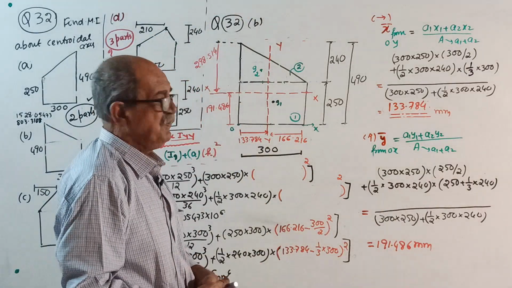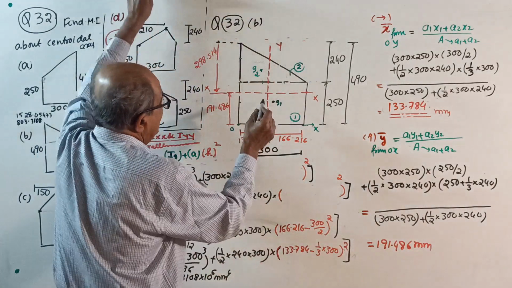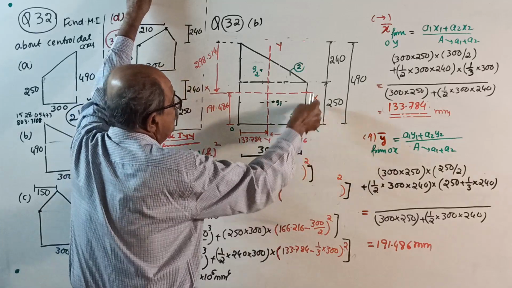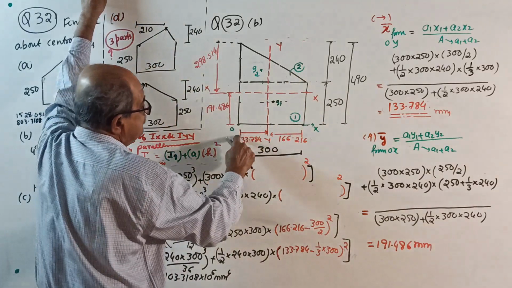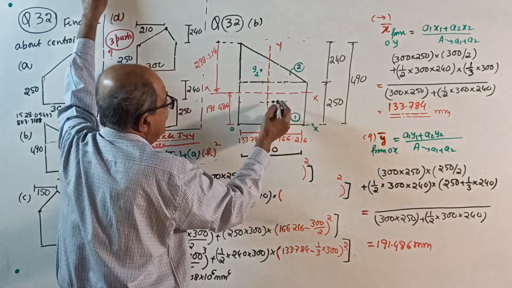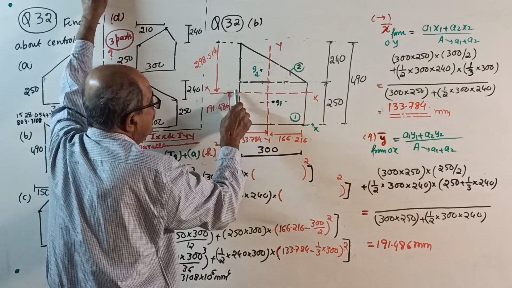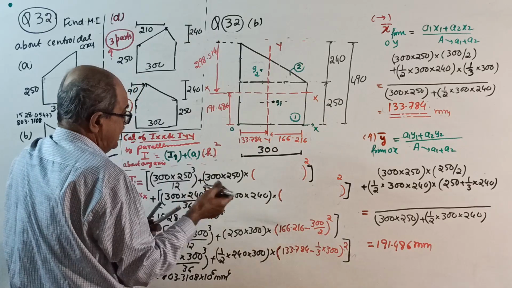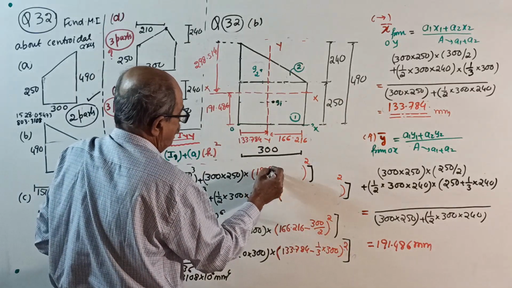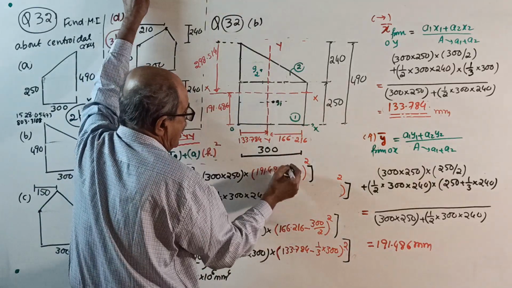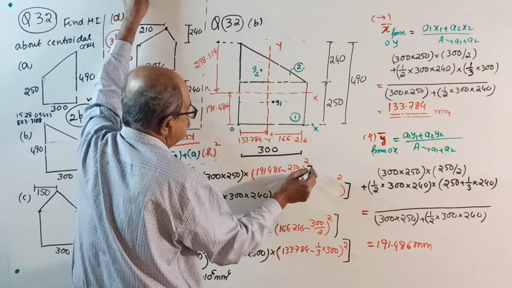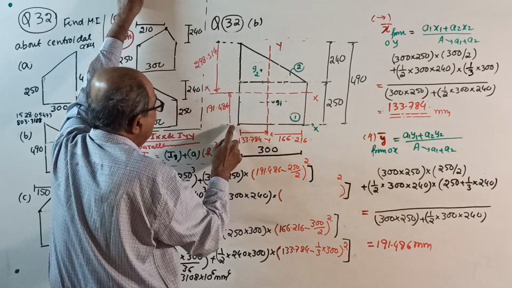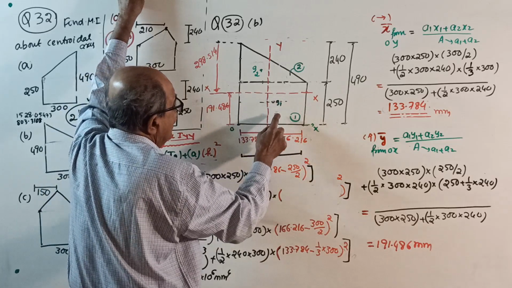Okay, now moment of inertia. Start once again. First, I about its own centroidal axis: 300 into 250 cube by 12 plus 300 into 250, the area, into the distance from centroid G1 to XX squared. Oh, it is the same as last time. You write it: 191.486 minus half of 250, whole square. See, I about its own axis plus area into this distance squared, that is 191.486 minus half of 250.